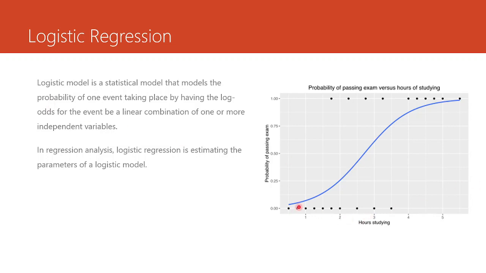So a possibility can be derived: if a student studies more hours, he has more possibility to pass, and if a student studies fewer hours, he has less possibility to pass. So in logistic regression, the estimating parameter of the logistic model here is the passing possibility.